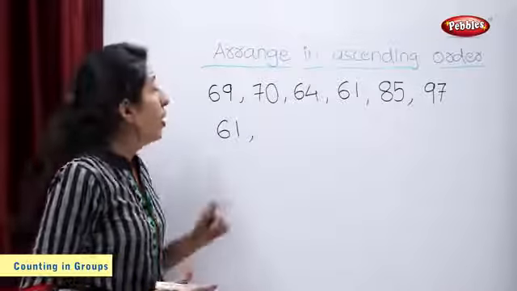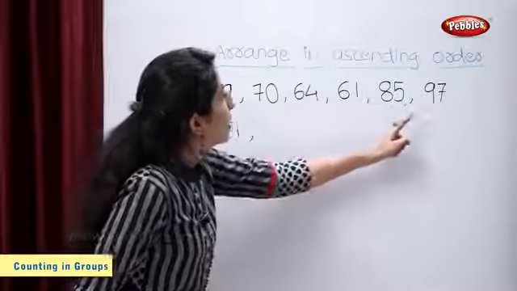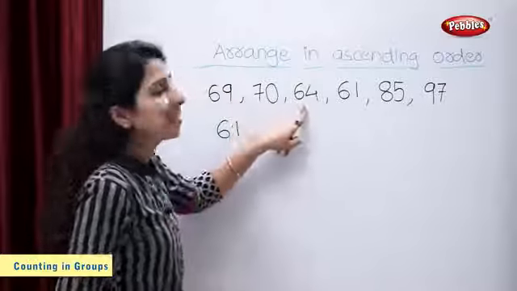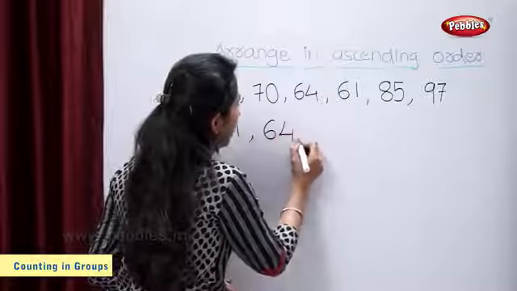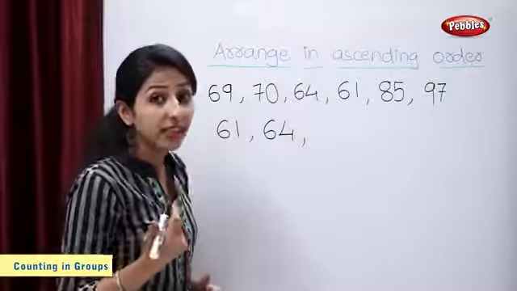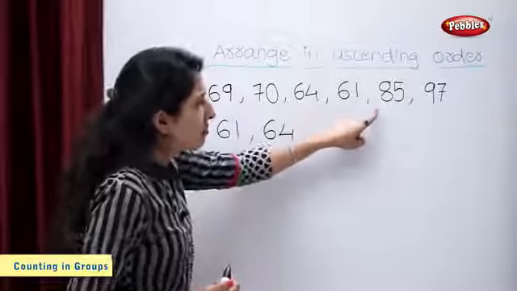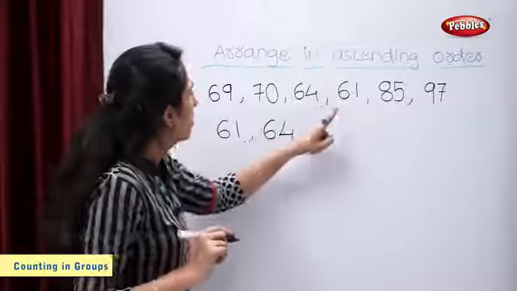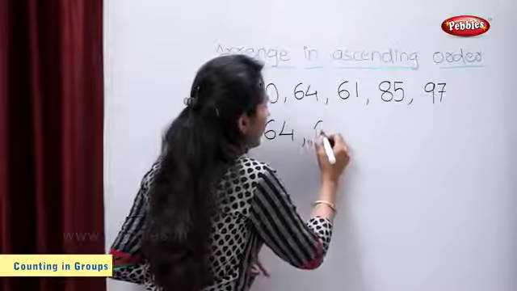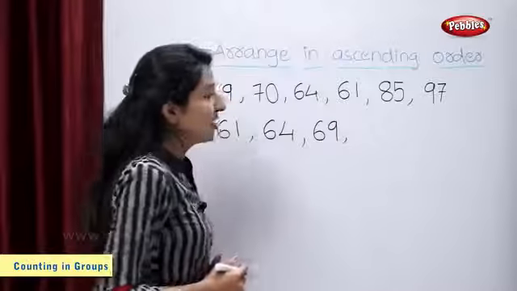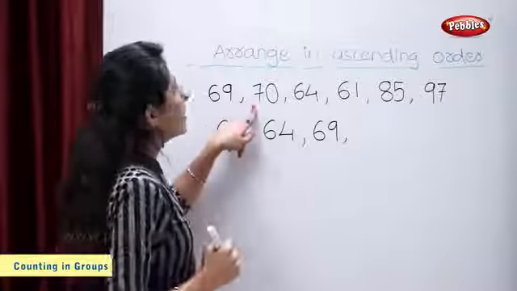Tell me, students, which number will come after 61? Number 64. After 64, from these numbers, 85? No. 69. After 69, number 70.